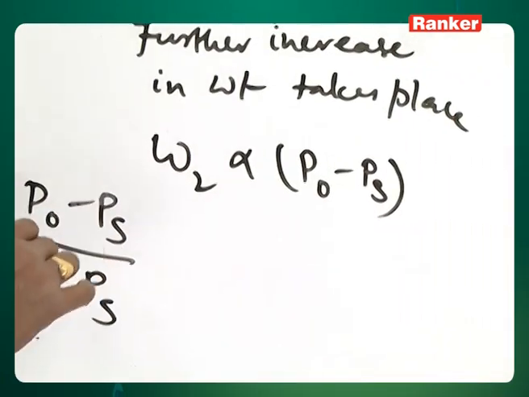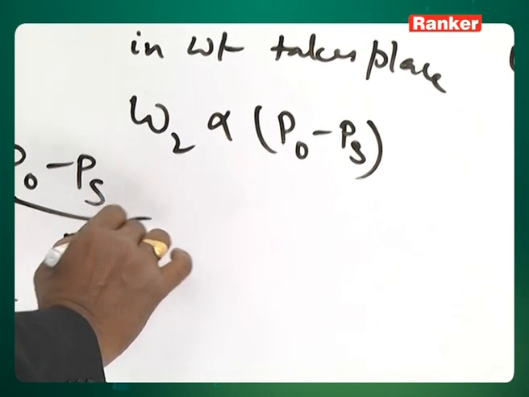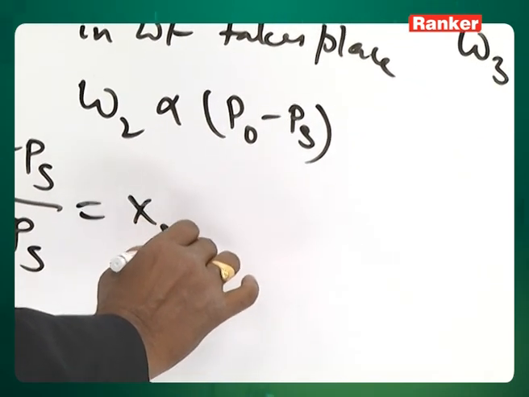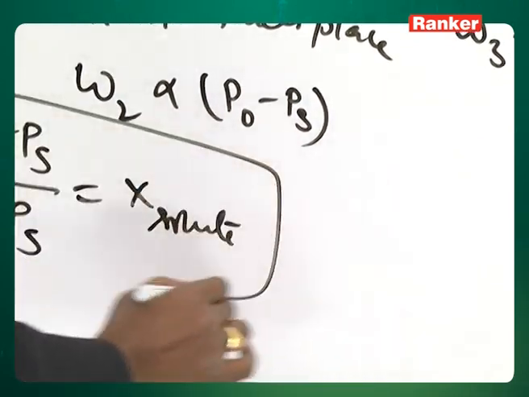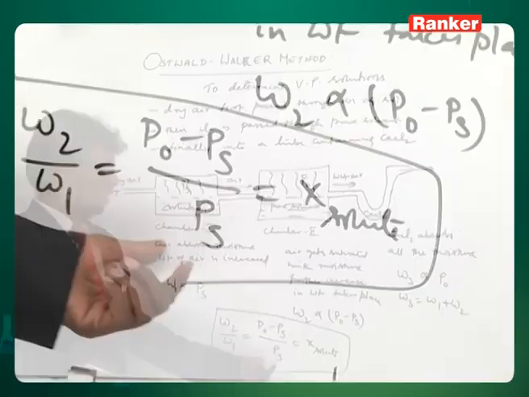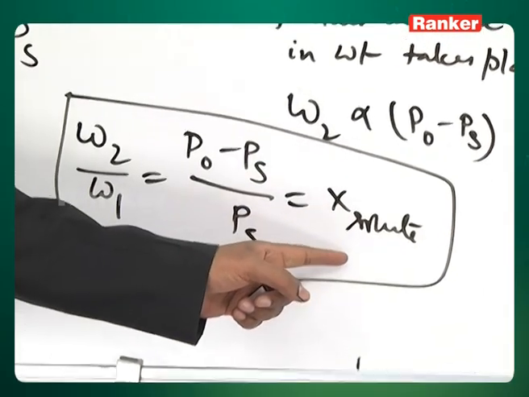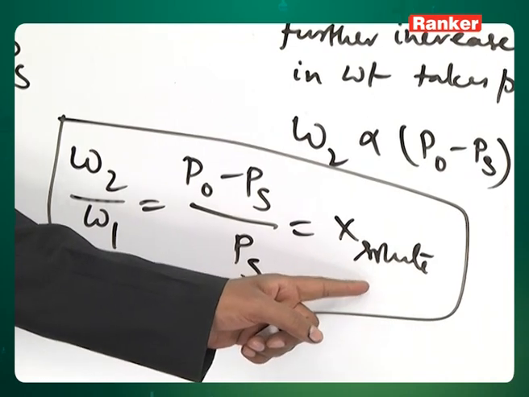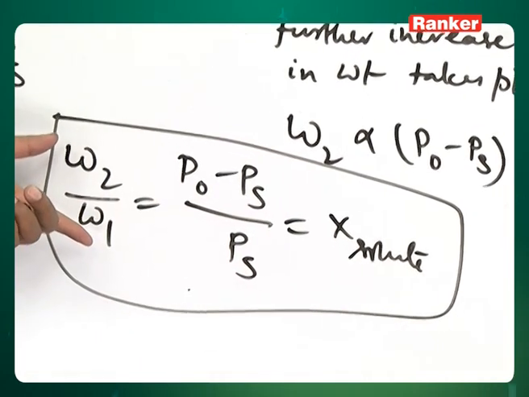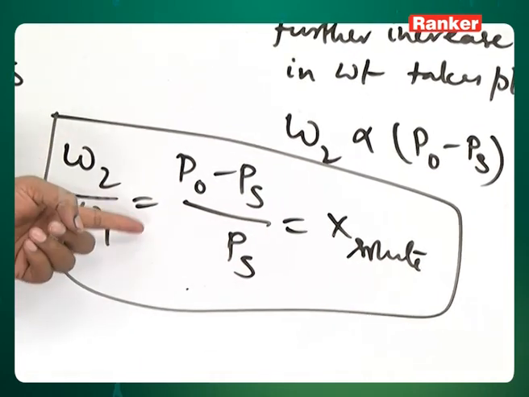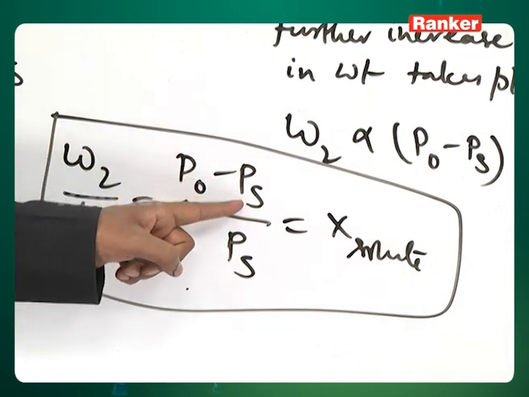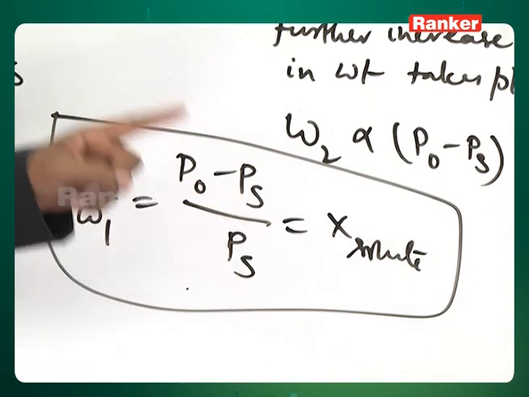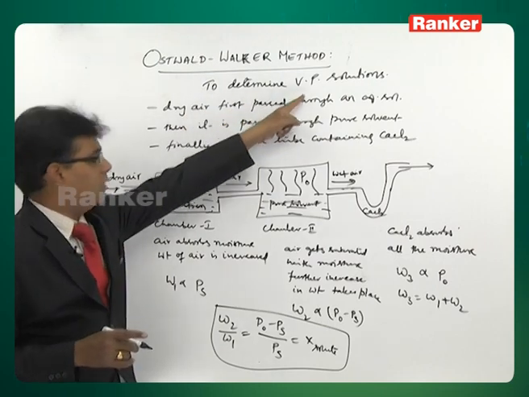For a dilute solution, if you consider P naught and Ps to be the same, then this is equal to the mole fraction of solute. So, from this you can determine either the mole fraction of the solute, or if the mole fraction of the solute is known and you know the corresponding changes in the weights, then you can determine the vapor pressure of the solution. So, here there is a method to determine the vapor pressure of the solution.